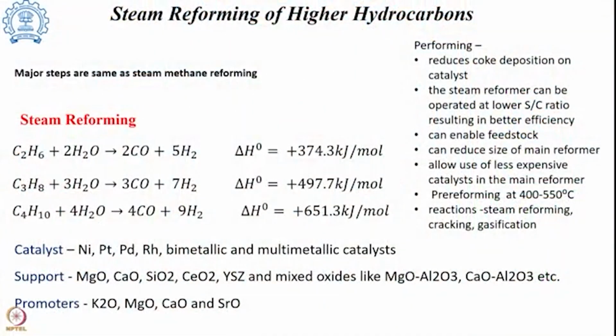In the last class we have seen the steam methane reforming process wherein methane is used as the feedstock. However, in today's class we will see steam reforming of higher hydrocarbons. Now these can be gaseous hydrocarbons, liquid hydrocarbons. Now when it comes to higher hydrocarbons, the steps still remain the same as that of steam methane reforming. It involves initial feedstock pre-treatment followed by steam reforming process, then water gas shift and finally the purification step.